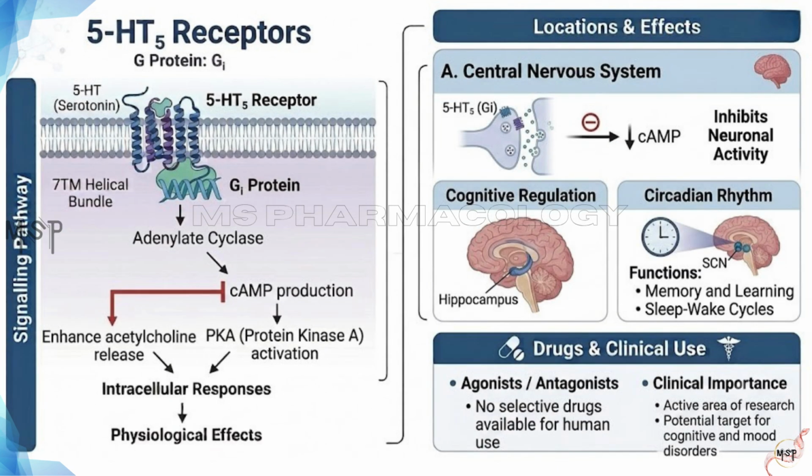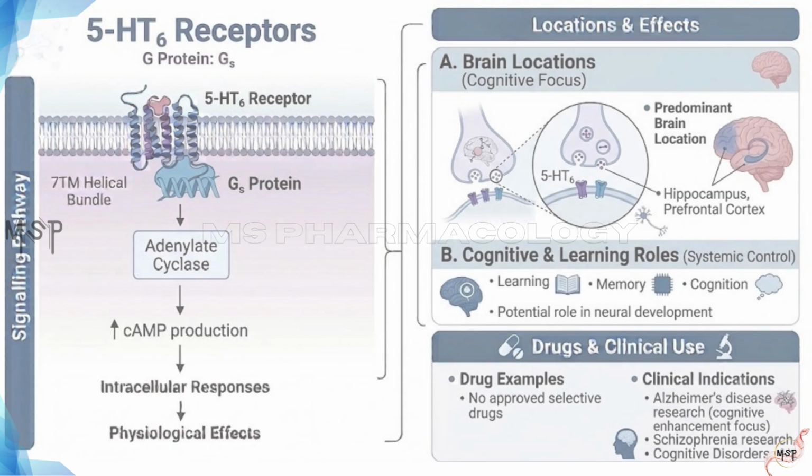The 5-HT5 receptor is coupled to GI proteins and is found predominantly in the central nervous system. Although its physiological functions are not yet fully understood, it is believed to contribute to cognitive regulation and circadian rhythm. At present, no selective drugs targeting 5-HT5 receptors are available, and these receptors remain an active area of research.